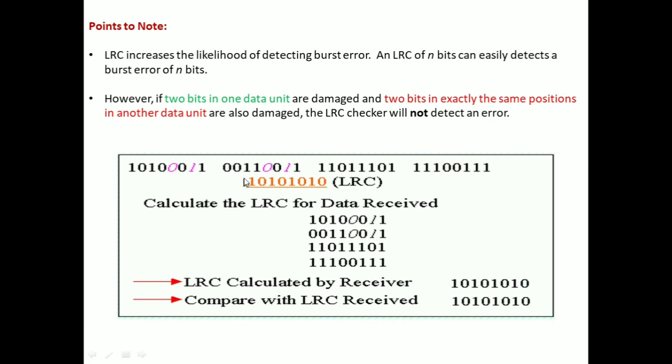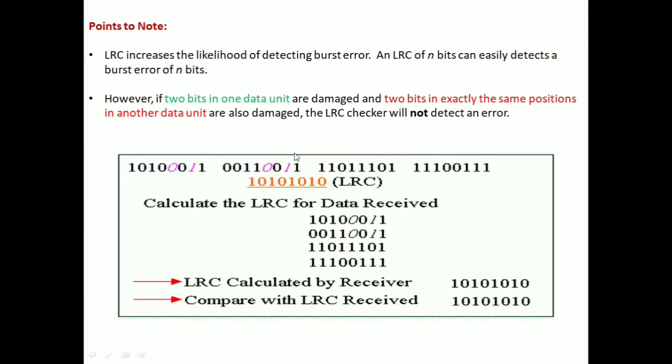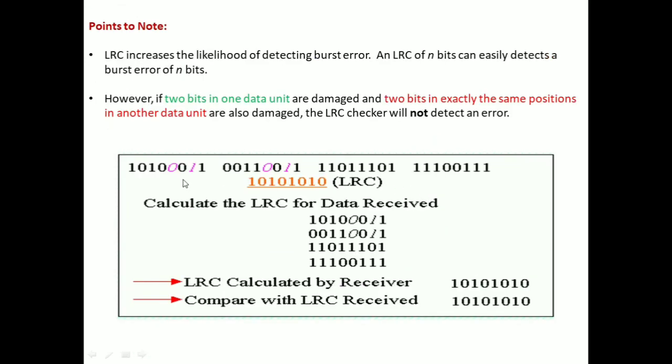For the third block, the original data is 00111101. If you see the third block, this bit is not changed, and these bits are also not changed. This bit has been changed from 1 to 0 and this bit is changed from 0 to 1. Now the fourth block also. The original fourth block is 10101001, but here it is 1010. Here 1 is changed to 0 and at this point.